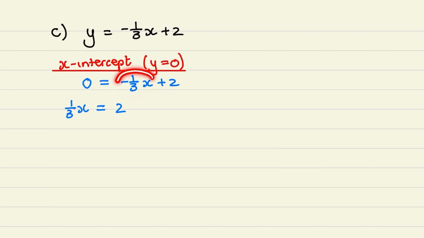And if I transpose the negative 1/3 of x to the left-hand side, it becomes a positive 1/3 of x. And in order for us to simplify, I multiply both sides by 3. So on the left-hand side, if I multiply by 3, the third will become 1. And on the right-hand side, if I multiply by 3, it will become 6. So x will be equal to 6.